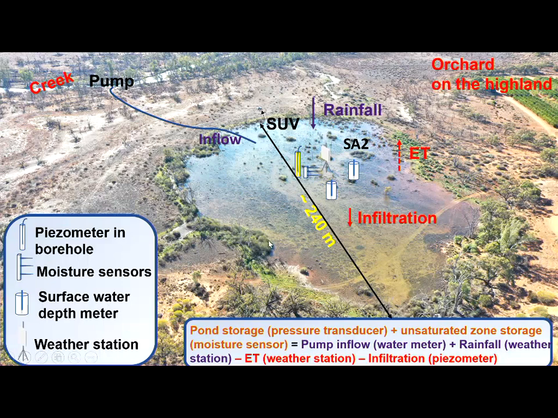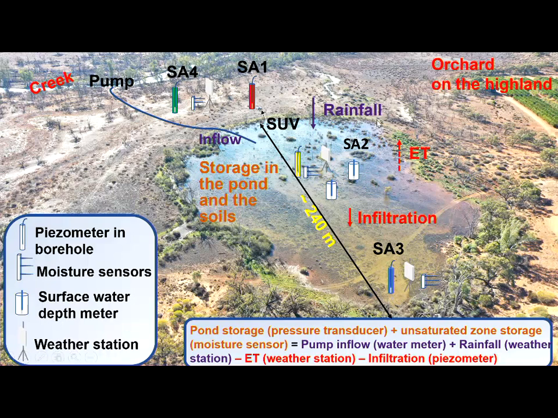And then weather station deployed here. So we also did one outside of the pond. Oh, sorry, two monitoring boreholes outside the pond. And SA3, this is another one at the perimeter. So this one was to monitor the differences between here and here. And then the mass balance is pond storage by the pressure transducer plus unsaturated zone storage by the moisture sensor is equal to inflow pump plus rainfall minus ET minus infiltration.